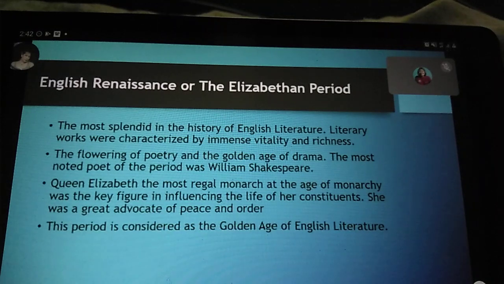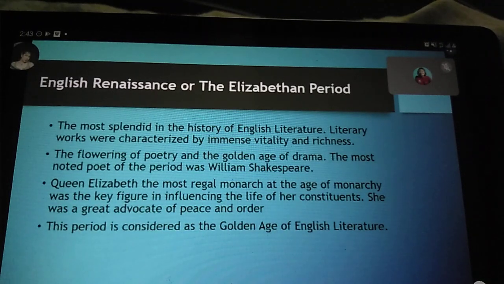Then after that, we have the English Renaissance or the Elizabethan period, the most splendid in the history of English literature. Literature of this period was characterized by immense vitality and richness. The flowering of poetry and the golden age of drama. The most noted poet of the period was William Shakespeare. Queen Elizabeth, the most regal monarch of the age of monarchy, was the key figure influencing the life of her constituents. She was a great advocate of peace and order.